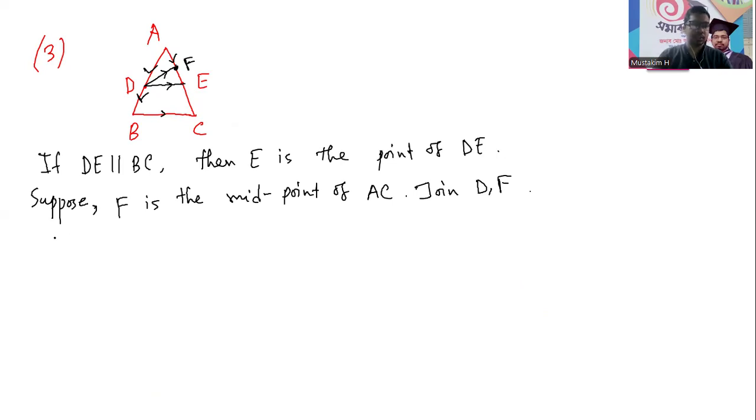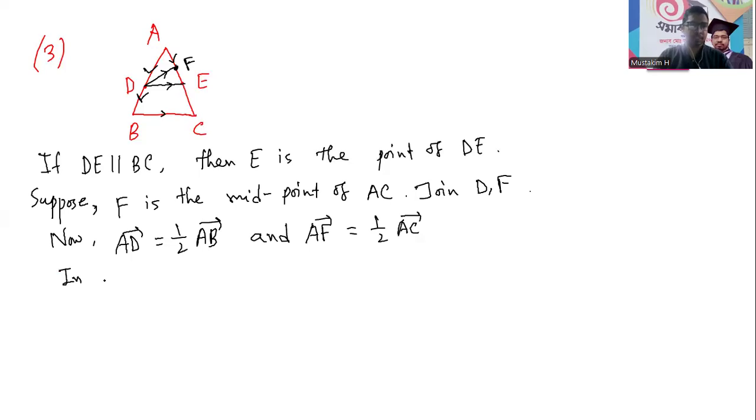In this case, we can write AD vector equals half AB vector, and as F is the midpoint, AF vector equals half of AC vector. Now in triangle ABC, AC vector equals AB plus BC.